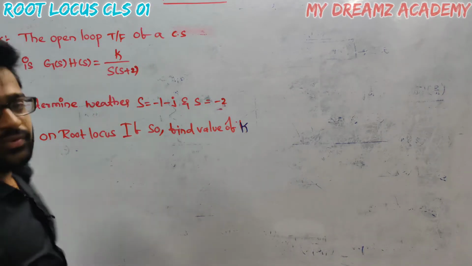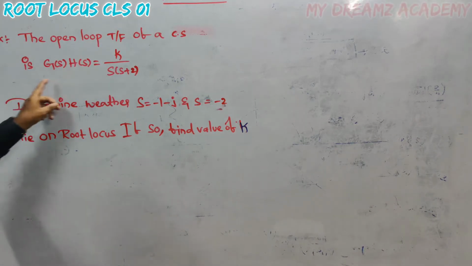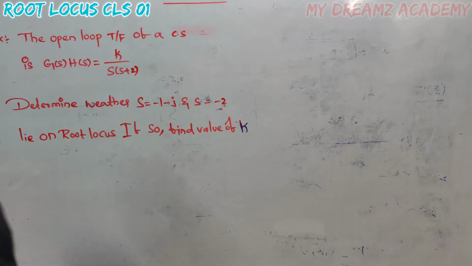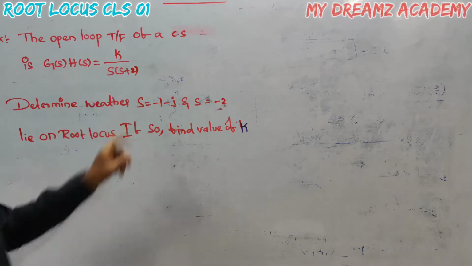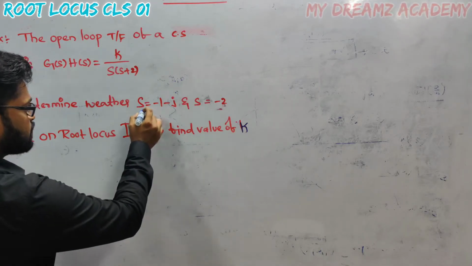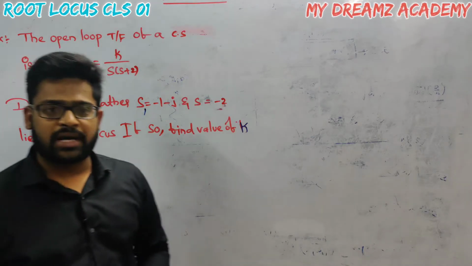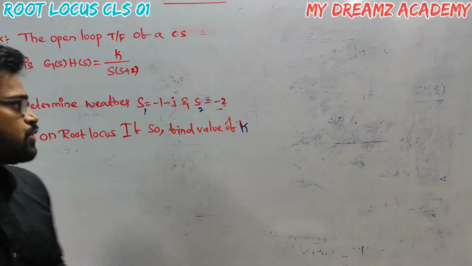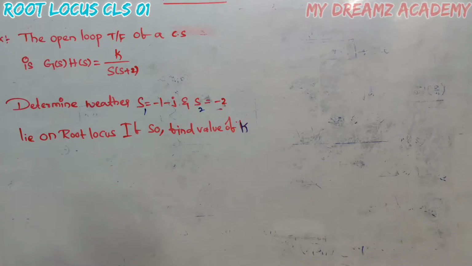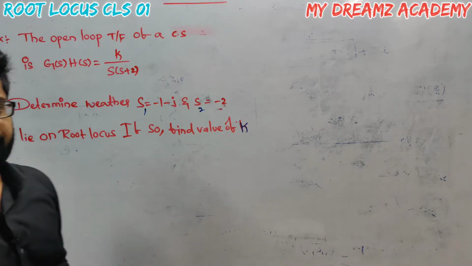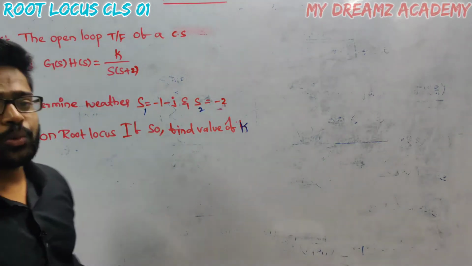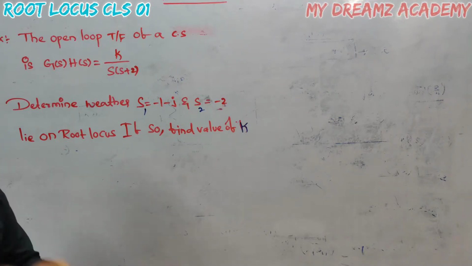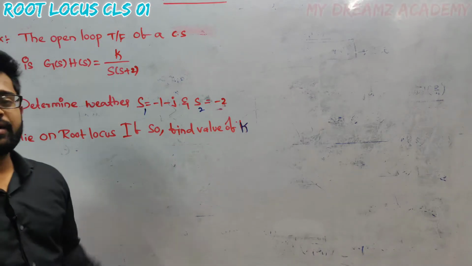The open loop transfer function of a control system is given by G(s) H(s) equals K by s into s plus 2. Determine whether the point S1, which is equal to minus 1 minus j, and S2, which is equal to minus 2, lie on the root locus. If so, find the value of K. We need to find whether these 2 points are on the root locus or not. If it is on the root locus, we need to find the value of K.